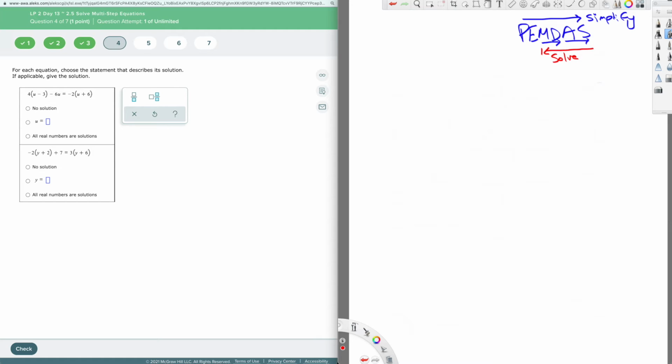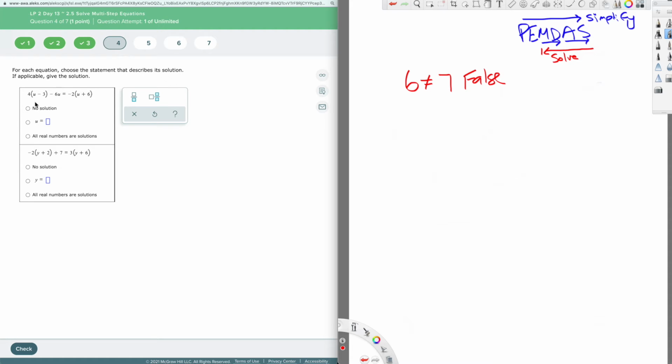But we don't always end up with that situation. Sometimes we end up with a number equaling another number. If we get down to the end and it's not a variable equaling a number, but a number equaling a number, we want to make sure it's true. So 6 equals 7. Well, that's not true. This is false. I just wrote this down, it doesn't have anything to do with our problem yet, but this would be false. 6 does not equal 7. So what we do is we'd click no solution.